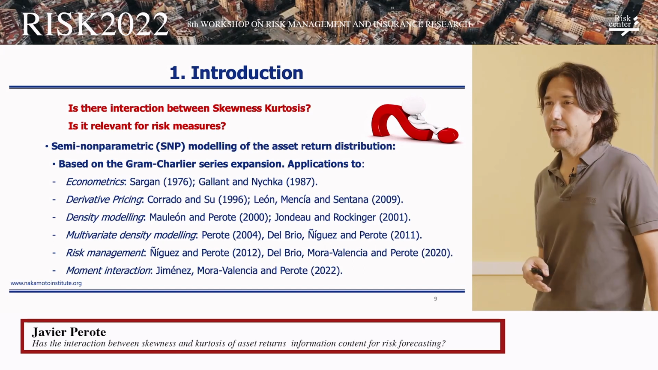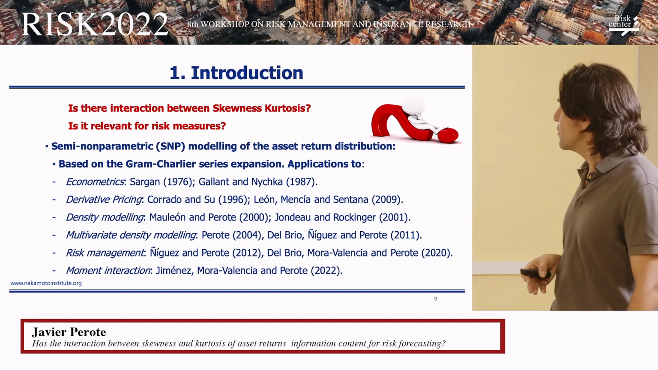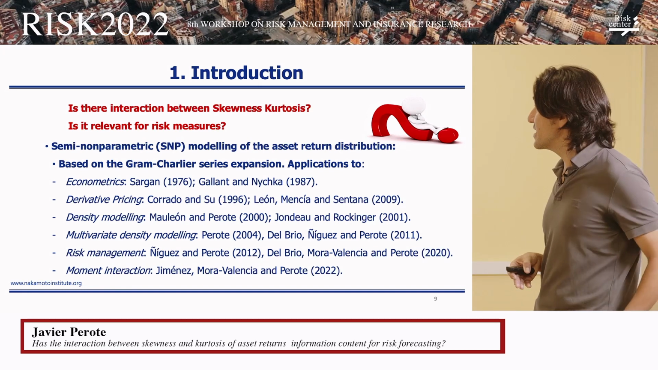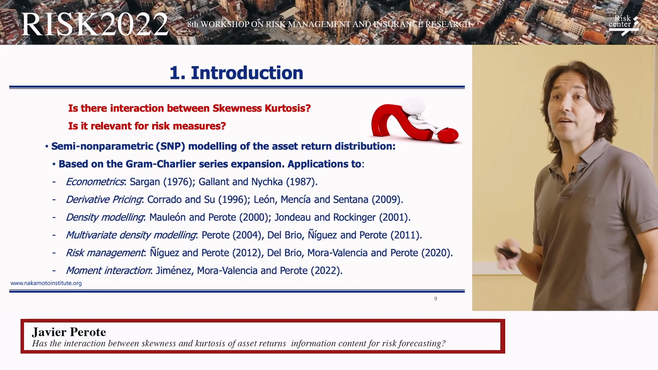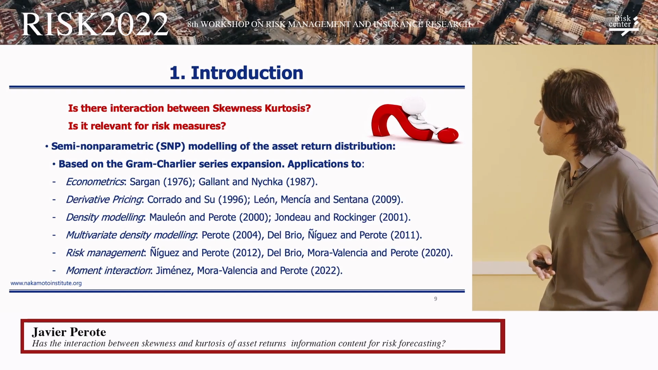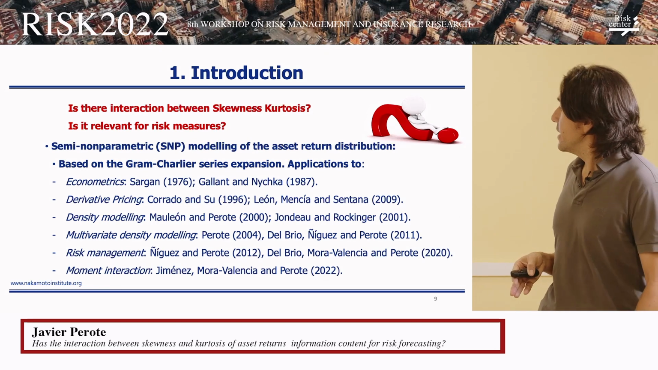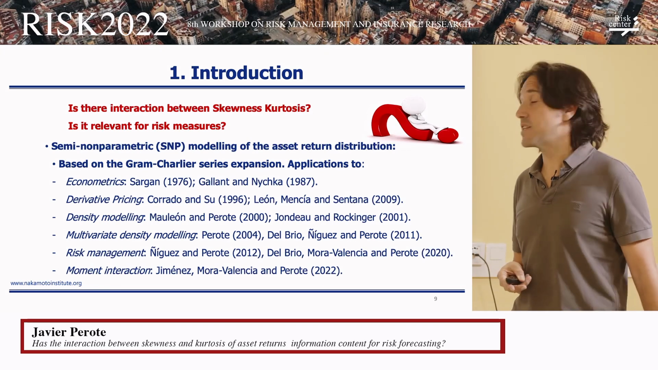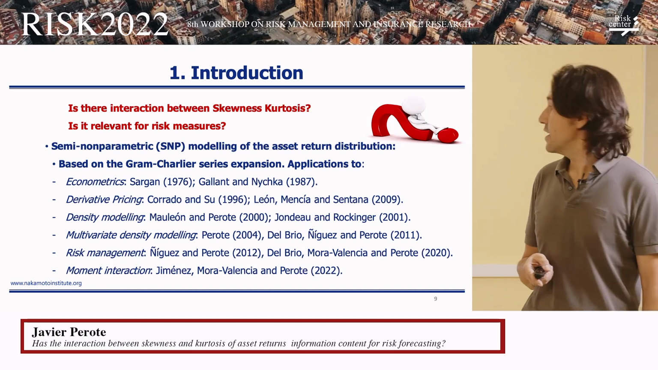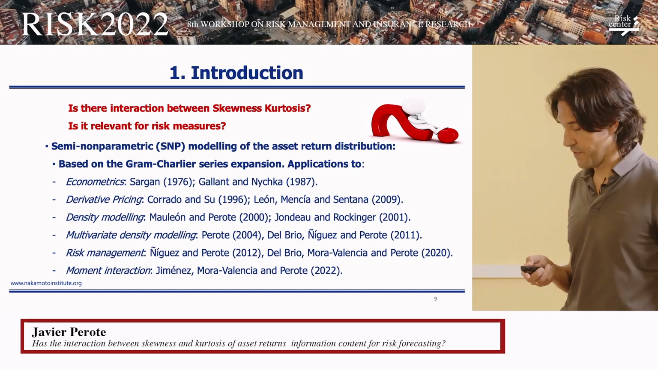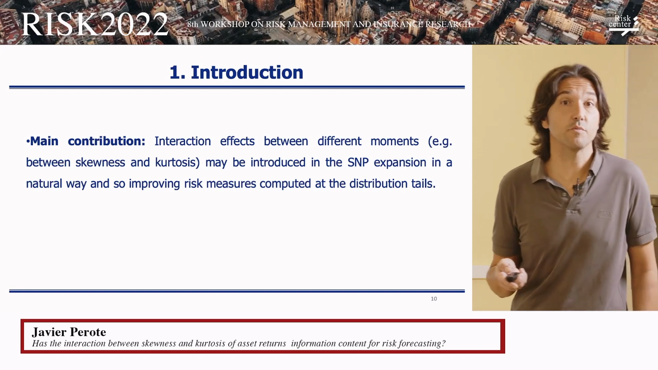This approach started in the early 20th century in statistics, but it was not introduced to econometrics until the work of Sargan in the 70s. And afterwards, it has been implemented in different parts of financial modeling, from derivative pricing, density modeling, from a univariate and multivariate approach, and of course in risk management. But as far as we know, this is the first paper that takes into account the interaction between the moments of the underlying semi-nonparametric distribution. And this is precisely our main contribution in this paper.